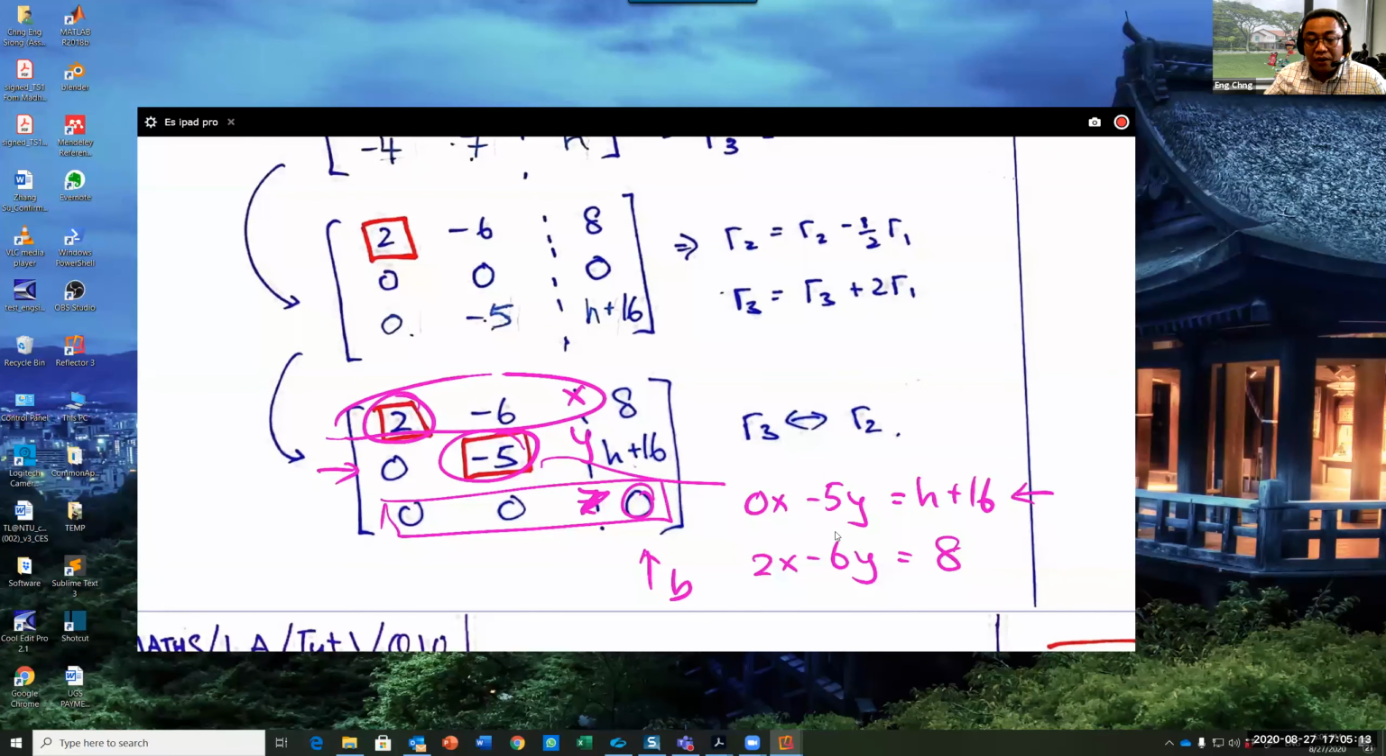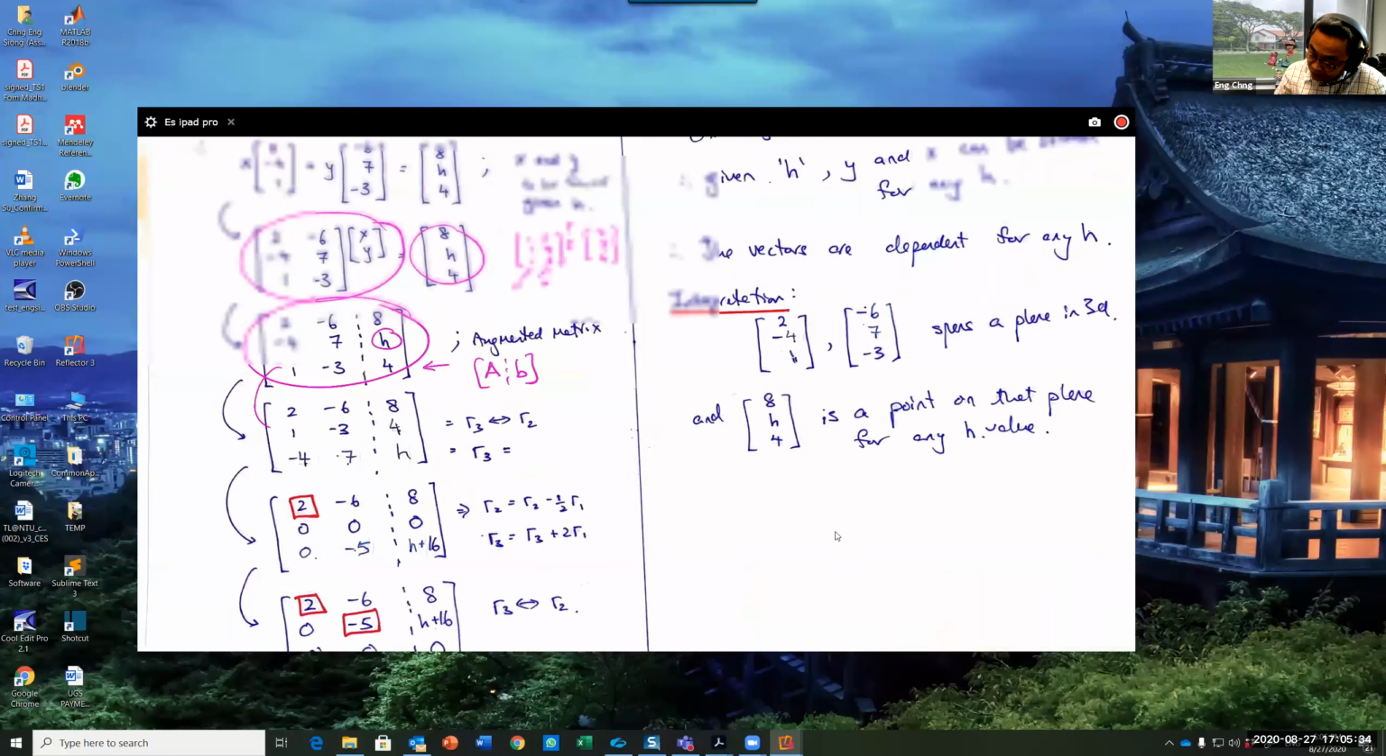We're safe. Any choice of h, any choice, regardless, can be formed by the first two columns given to us. Okay? And therefore, the answer is yes. The third vector is dependent on the first two columns for any h. So that's the interpretation.